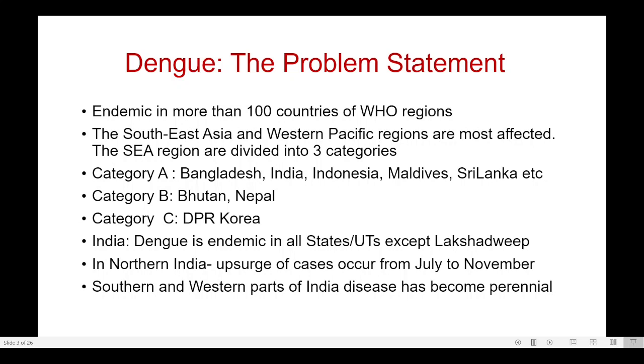But in category B countries, Bhutan and Nepal, some outbreaks have occurred, but now the endemicity is not known. Category C, Korea, where endemicity is unknown. In India, dengue is endemic in all the states and union territories except Lakshadweep. In northern India, a rise in cases occurs from July to November, whereas in southern and western parts of India, the disease occurs throughout the year. And July is the month for dengue.